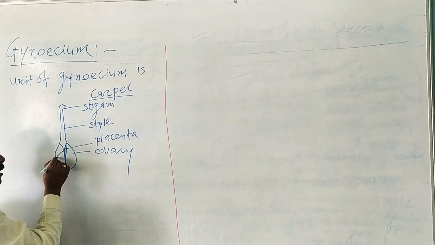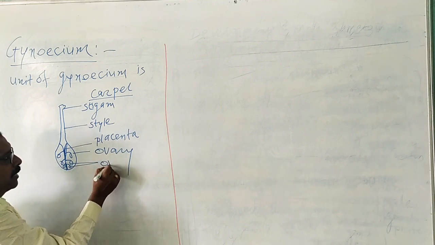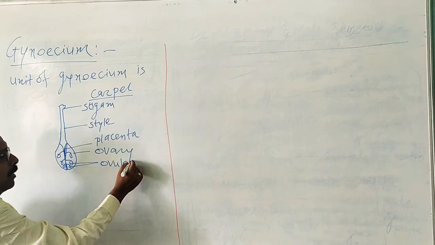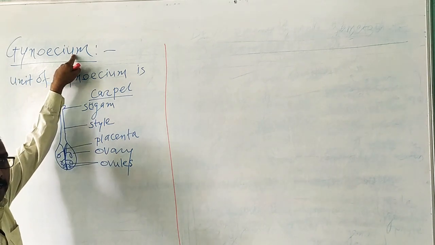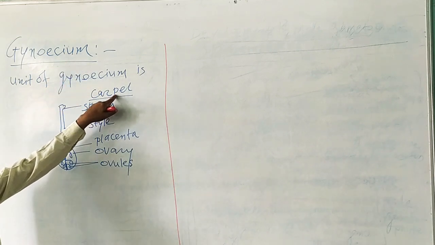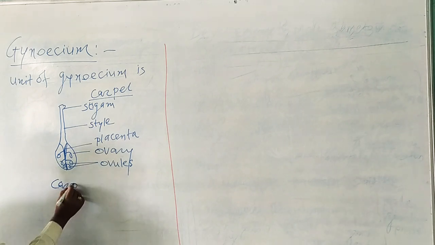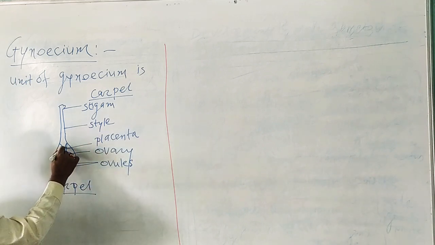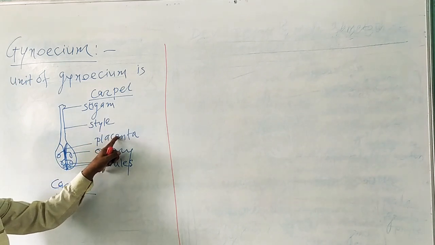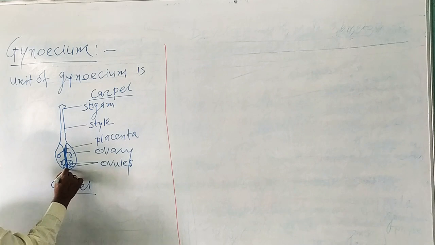Now from the placenta, ovules are produced. These ovules are the actual female gamete. A number of ovules are produced from the placenta. In this way, the gynoecium is the female reproductive organ. Its unit is known as a carpel. Each carpel consists of parts like the stigma, style and ovary. The ovary consists of a mass of diploid parenchymatous cells, known as the placenta. From the placenta, the ovule is developed.